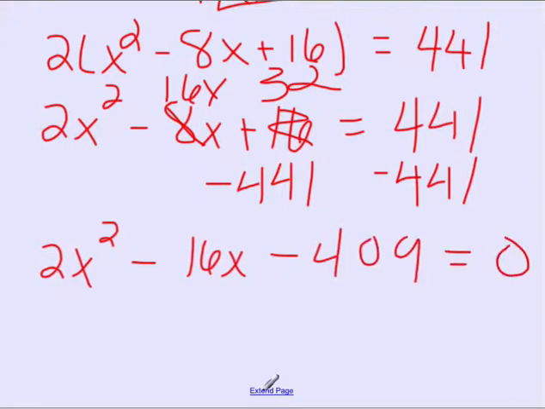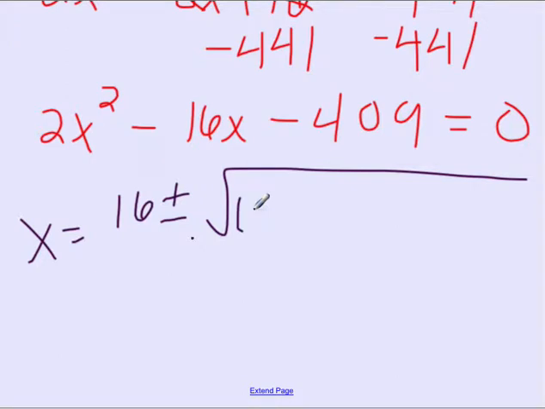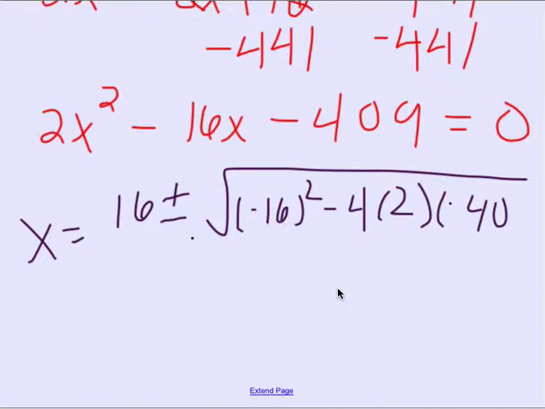Now I'm going to solve this using the quadratic formula. So I'm going to go ahead and plug that in right now. So I get x is equal to the opposite of b plus or minus the square root of b squared minus 4 times a times c, all of that over 2 times a. So remember, your first step is going to be to simplify underneath the radical. That's what you want to do first.